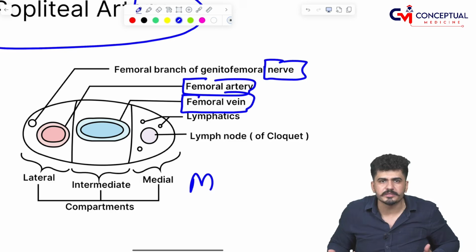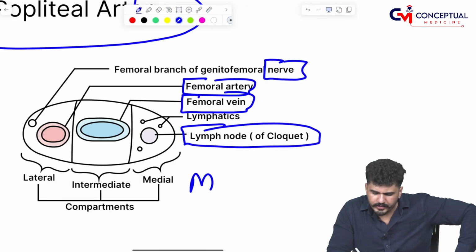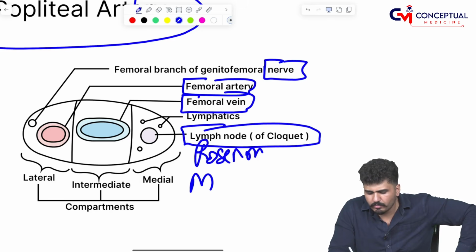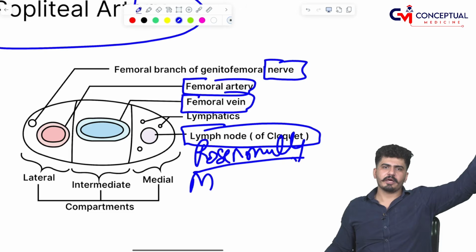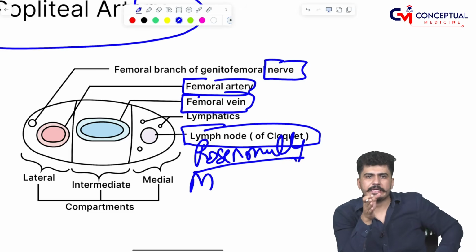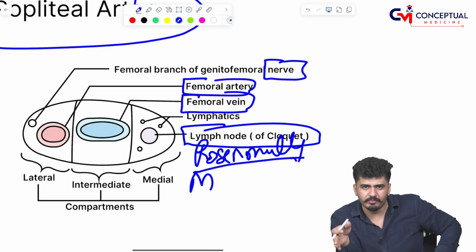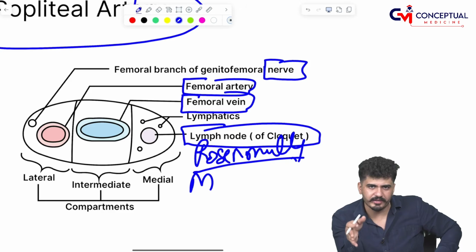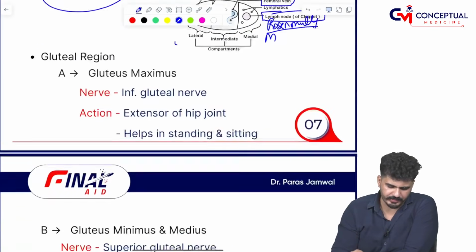Now what will be present medially? Medially will be the lymph node of Cloquet or Rosenmuller. The artery and nerve have made friends together laterally. In the middle, in the intermediate compartment, the femoral vein comes. And the medial most part has the lymph node of Cloquet or Rosenmuller. Done and dusted, my dear friends.